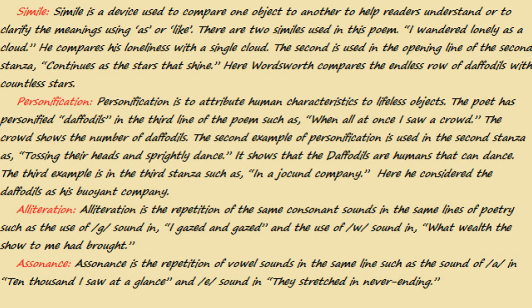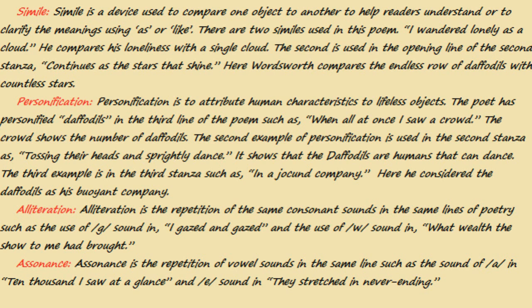Then we have assonance. Assonance is the repetition. It's the same concept, but instead of consonants, we have vowel sounds in the same line, such as the sound of a in "10,000 I saw at a glance." So here we say that the sound is repeated twice, at "at" and the article "a" glance.